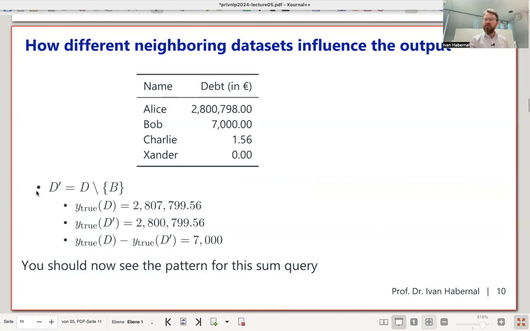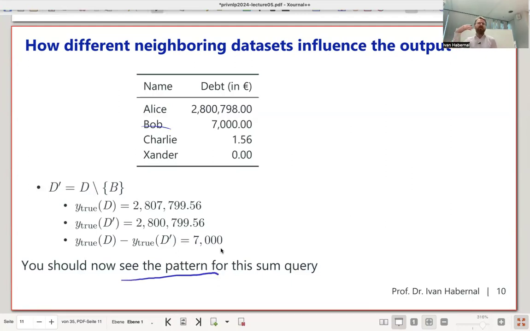What could be the other neighboring data sets? So now let D prime be D minus B. So we just remove Bob from the data set. And again, the true value of D is everything summed up. And after removing Bob, I get the other number, and the difference is again going to be the value actually of Bob. So now you should see the pattern. Okay, everybody sees the pattern.